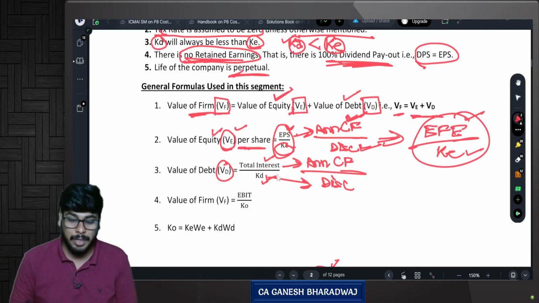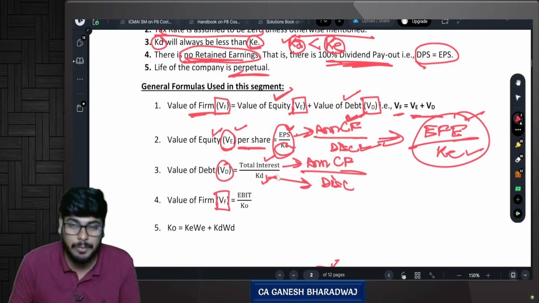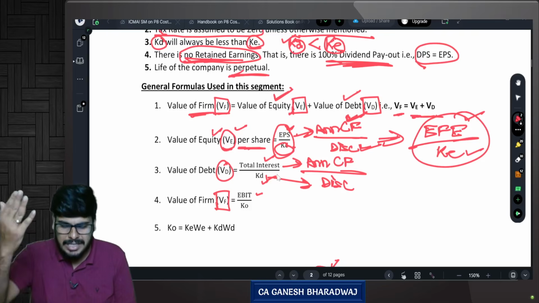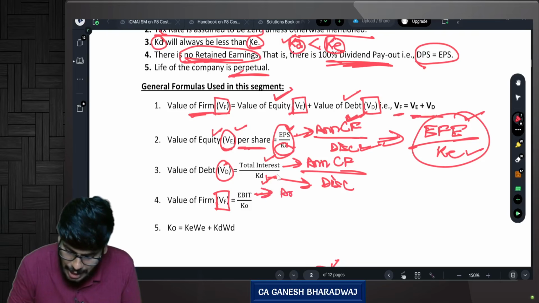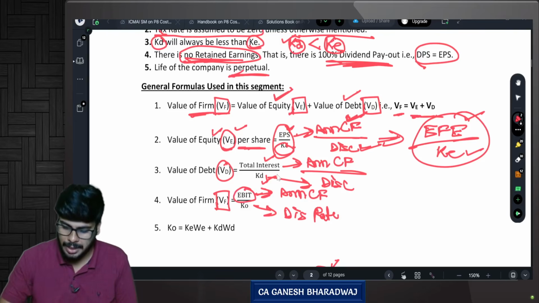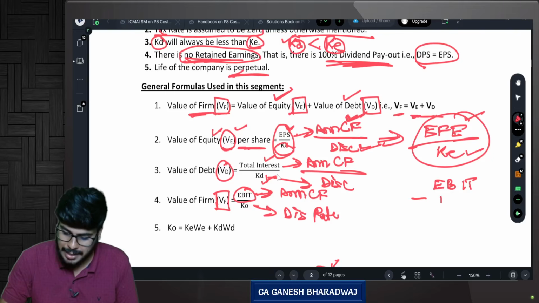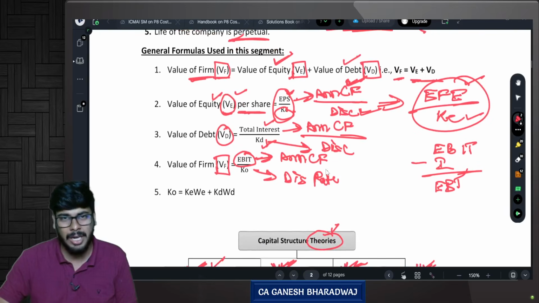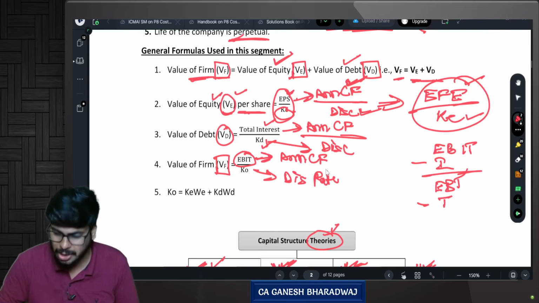Now, the interesting part, the fourth one. They are saying the value of the firm is equal to EBIT divided by KO. Same logic: annual cash flow divided by the discount rate. Sir, what are you saying? EBIT, correct? EBIT minus interest gives you what? EBT, correct? In this segment, there are no taxes and all. So let's say tax is also there; in this case, it's 0. That gives you what? EAT, correct?